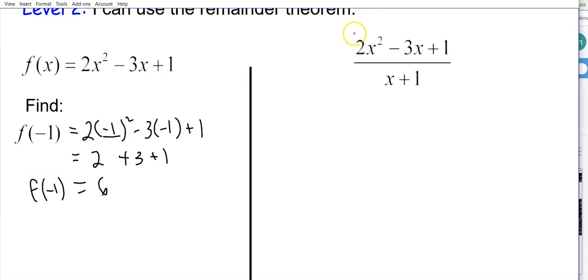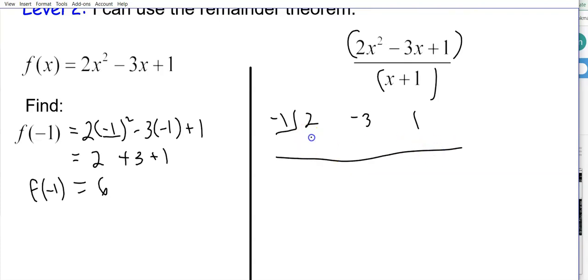If we do synthetic division here, so let's try it. Synthetic division. So in the box goes the solution, which would be -1. There's a potential solution. 2, -3, 1. Those have every degree there. You're good.